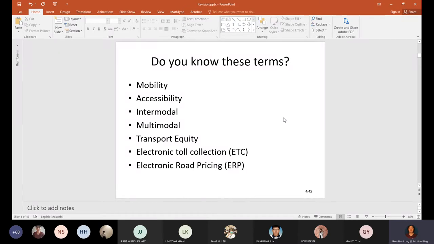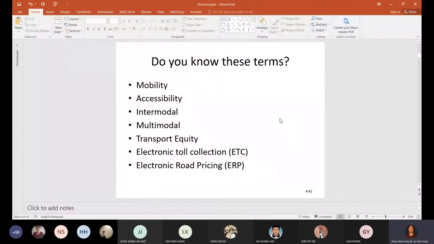Electronic road pricing and electronic toll collection are different. When you drive on the highway and go to the toll, everybody can understand this one. That is the electronic toll. The objective why they want to collect the toll is for reimbursement of their investment. When they make the road, they put in the investment, so they have to collect the toll to get back their investment.